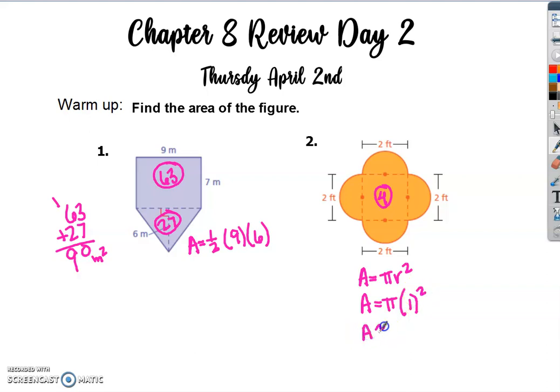1 squared is 1. And 1 times 3.14, which the instructions will say to use 3.14 for pi, is 3.14. Now there are 2 circles here, so we need 2 areas of 3.14, which is 6.28. And I need to add back in my square, so that is plus 4. Make sure you line up the decimal or use a calculator there. And the total is going to be 10.28 square feet.